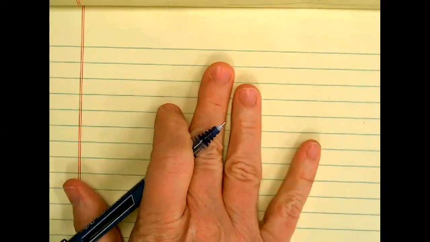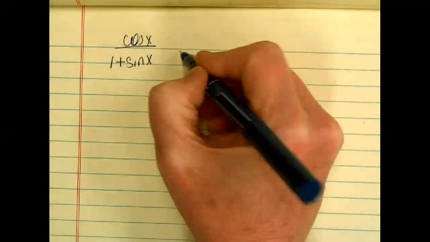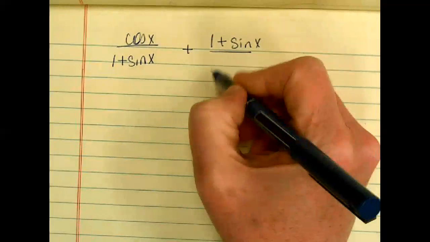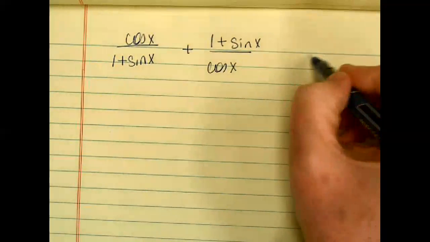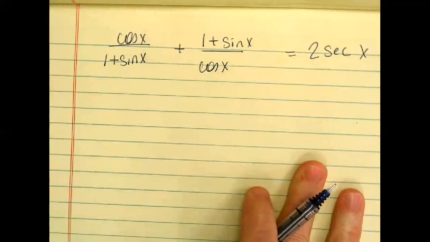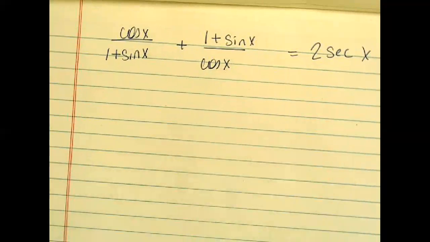The next problem says cosine x over 1 plus sine x plus 1 plus sine x over cosine x, and they want to prove that it's equal to 2 secant x. Okay, well, as I look at this problem, I see fractions. Everything's already in sine and cosine on the left. So all that I know to do is to try to get a common denominator.